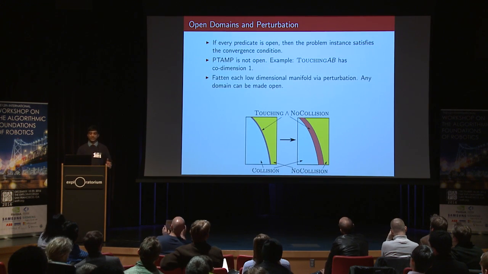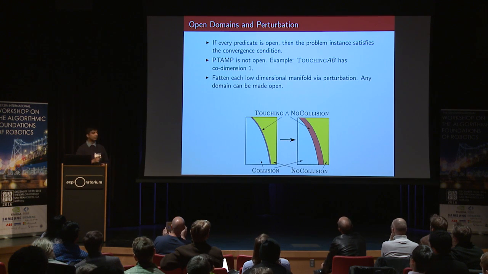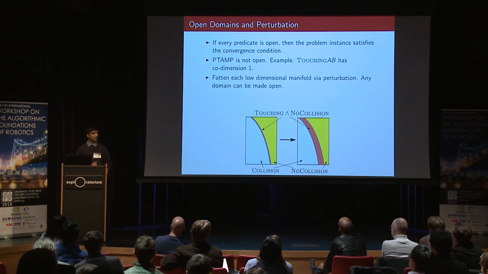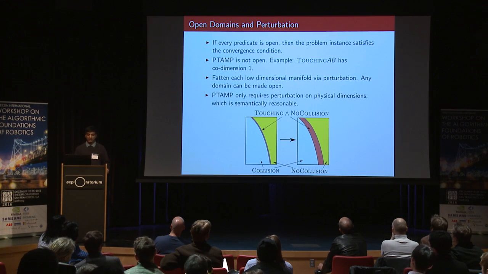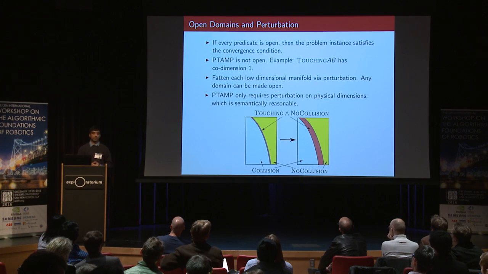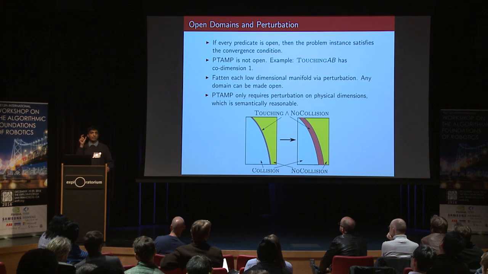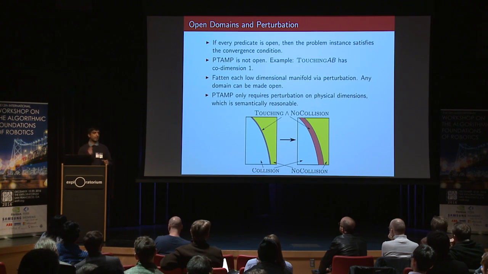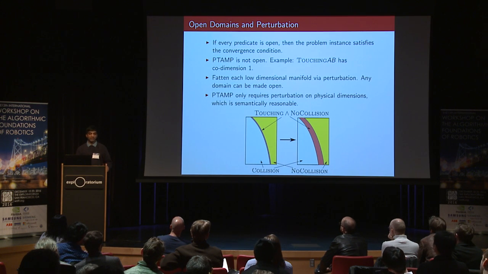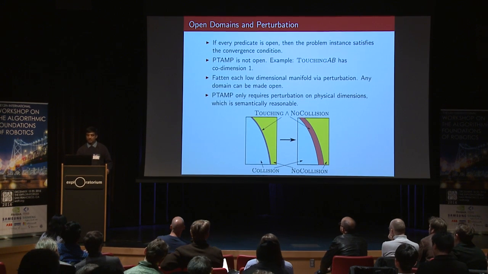So our solution is a perturbation technique where we thicken each low-dimensional manifold and make it full-dimensional, as shown in the picture. And the question is, is that relevant? Is that semantically relevant to the problem we're interested in? Well, in physical systems, we assume that there's always a little bit of gap. The robot never exactly fits into a hole. And we exploit that gap by fattening these manifolds. So it does make physical sense, semantic sense on physical systems.